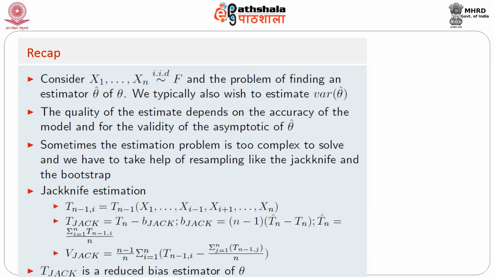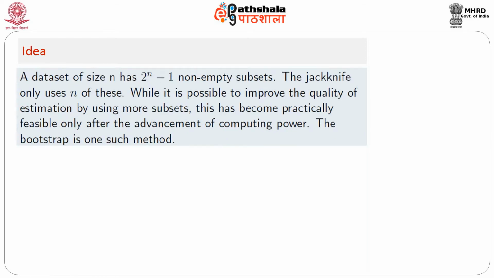So that means we are obtaining n estimators here, each time based on n minus 1 samples, by deleting the ith value. So i runs from 1 to n, and taking the mean of these, we get Tn bar. Now, it can be shown that the jackknife estimator is a reduced-bias estimator of theta. We take this idea and move on to the bootstrap principle.